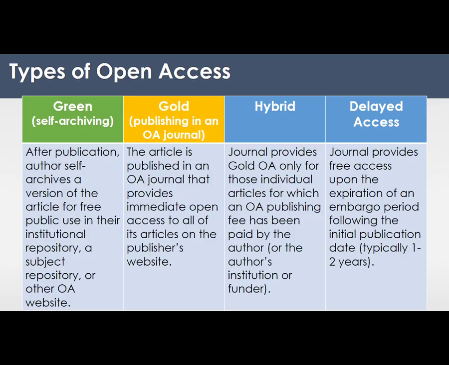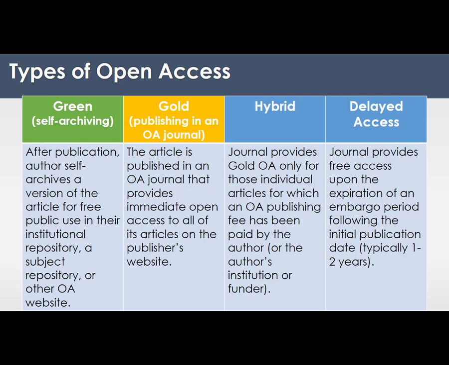To confuse matters further, there are several different types of open access journal publishing. These types can be divided into 4 categories. The first type is green OA, or self-archiving. After publication, the author archives a version of the article, usually a peer-reviewed postprint, for free public use in their institution's online repository, in a disciplinary or subject repository such as PubMed Central, or on another openly accessible website.